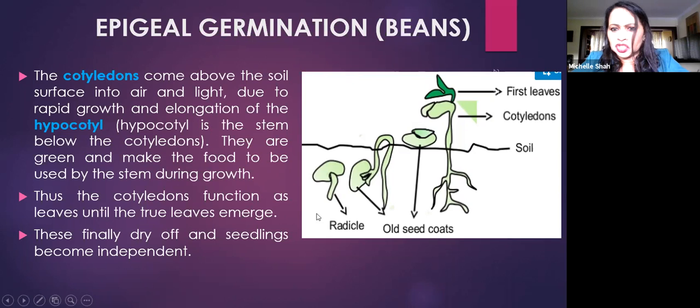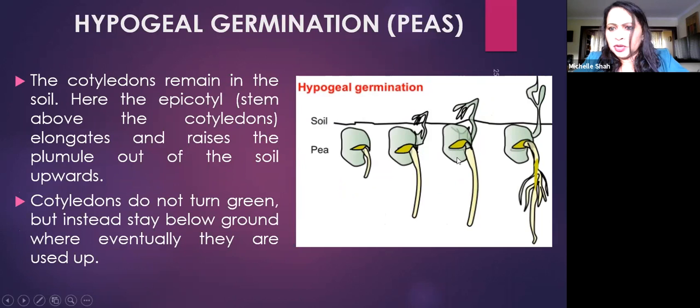On the other hand, the growth of peas is called hypogeal germination because the cotyledon remains below the soil surface, unlike the beans. It remains in the soil, where the apical stem, which is the stem above the cotyledon, elongates and raises the plumule out of the soil upwards. In this case, the cotyledons don't turn green, but stay below the ground where eventually they are used up, and they feed the plant until the leaves and the seedling grow above the surface of the soil. So we have hypogeal germination, and that occurs for peas, which is opposite to the way the growth of beans takes place.